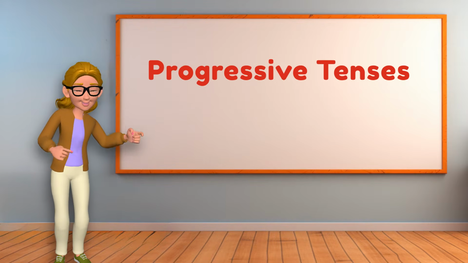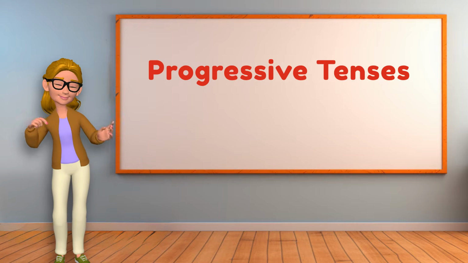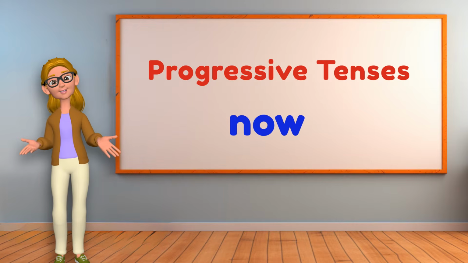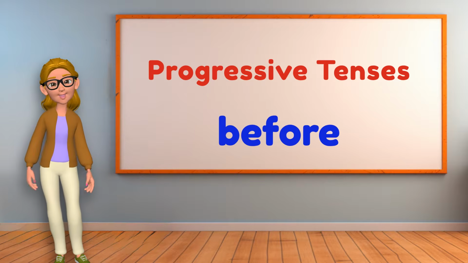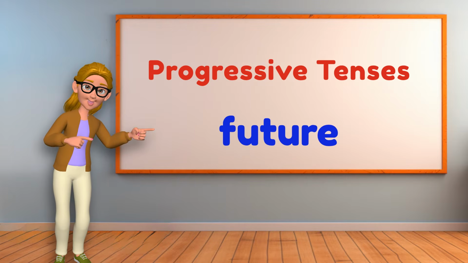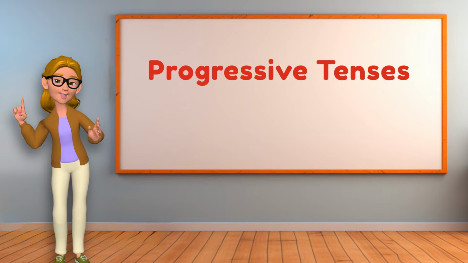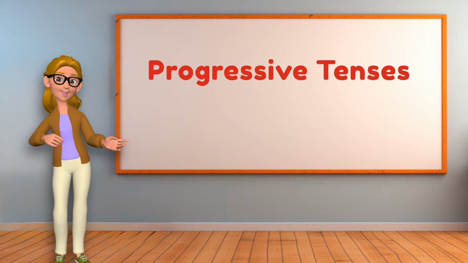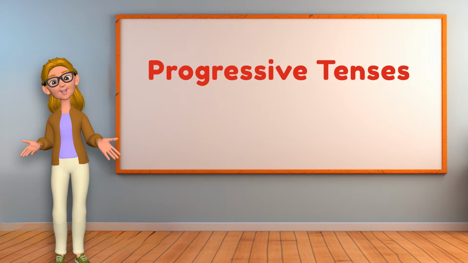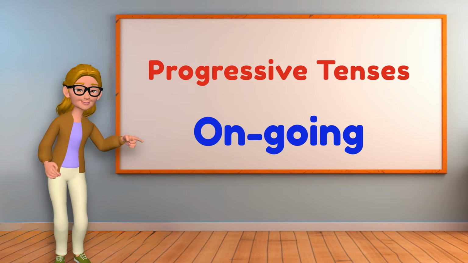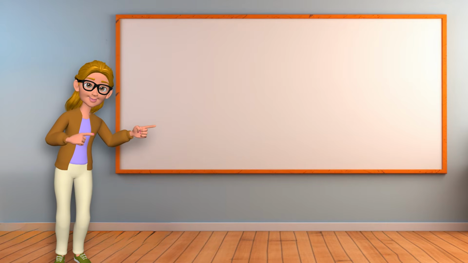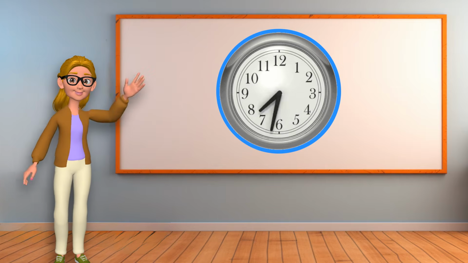Have you ever wanted to describe something happening right now, that was happening before, or that will be happening in the future? Well, that's exactly what the progressive tenses do. Progressive tenses are used to describe actions that are ongoing. In other words, something that's happened over a period of time.